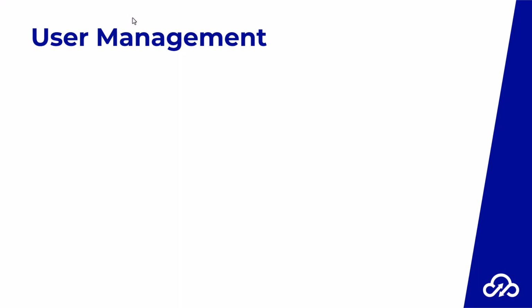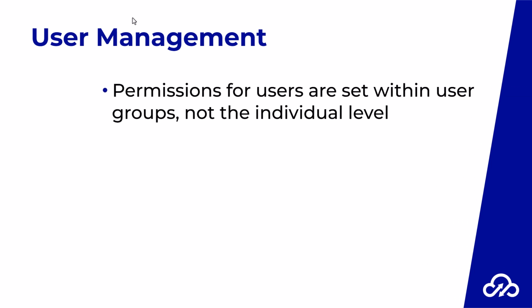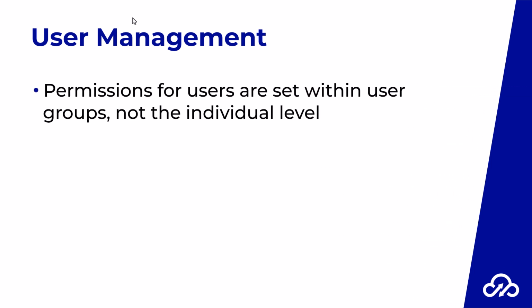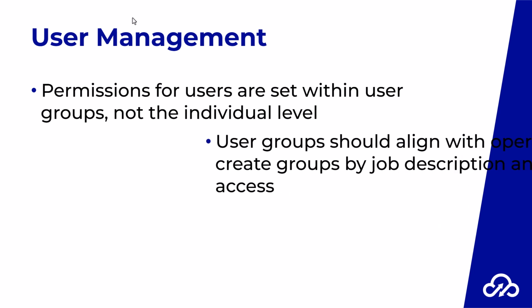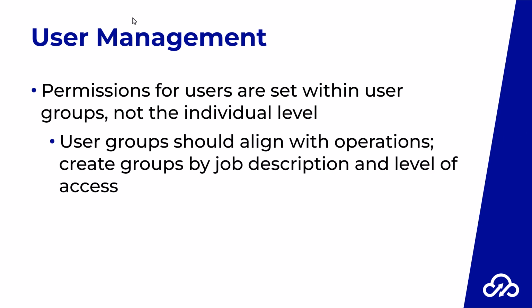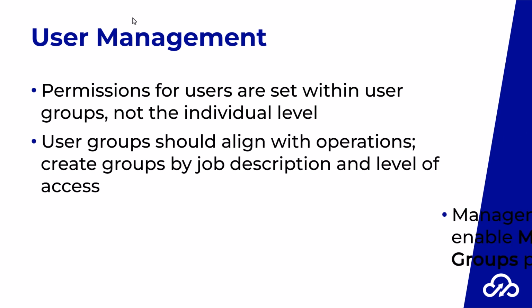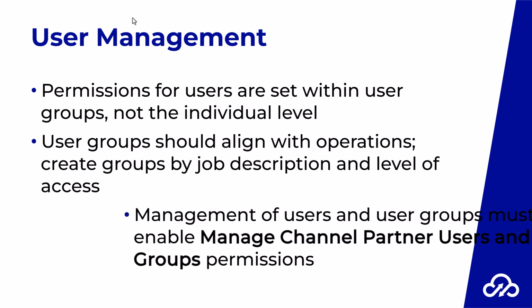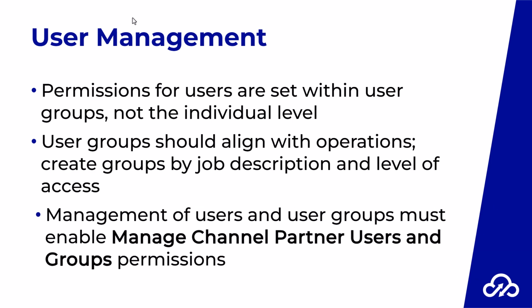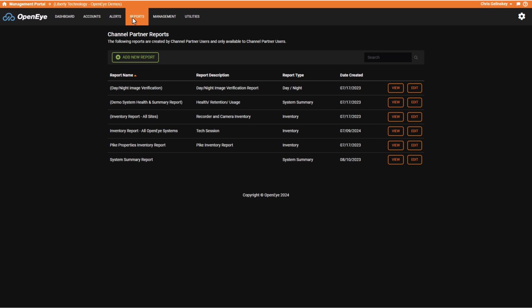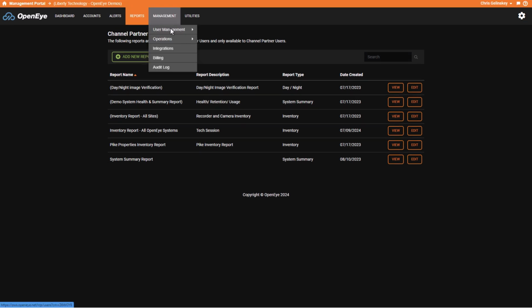Channel Partner User Management allows you to create and grant permission to channel partners in OWS. Permissions are set at the user group level, and users are assigned to one or more groups. It is best practice to have your user groups align with your organizational structure. Certain permissions are required for user and user group management. To navigate to the user group management, select Management, then User Management, then User Groups.